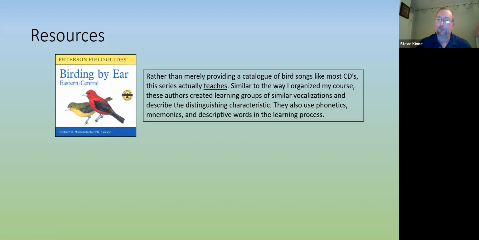In fact, the way that I organized my course is very similar to the way these guys did their course, which really made me mad because I spent a lot of time developing my course, and then found out I probably could have taught right from this CD set. So I like the way that they do that. They create learning groups of similar vocalizations and spend a lot of time describing the distinguishing characteristics. And they use a lot of the same tools that I've just talked about that I use when I'm teaching.